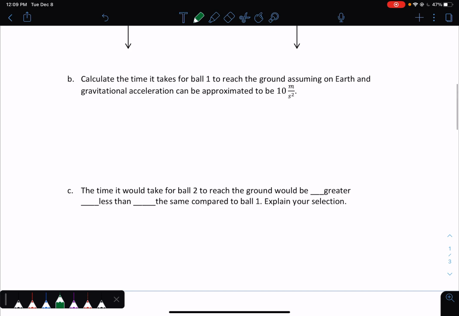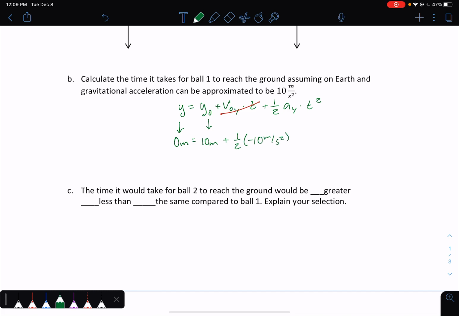For part B, now we're calculating the fall time for ball one. And so time being governed by the vertical dimension, we need to look at the vertical position versus time graph, kinematic. And we can eliminate v initial y times t. Those are multiplied together, and v initial y is 0. So the ball is going to land on the ground. It's going to start 10 meters off the ground. And then 1/2 our acceleration if we assume we're on Earth, -10, and then t squared.